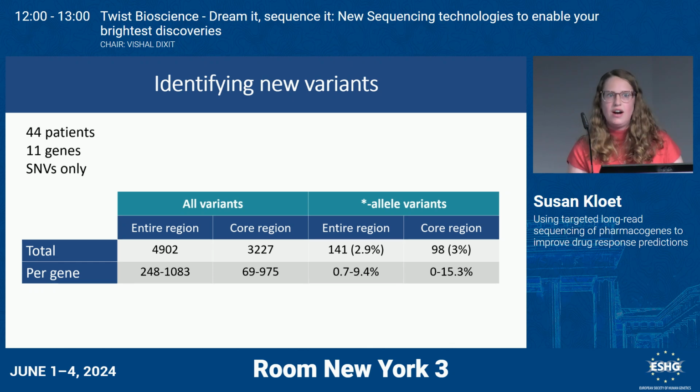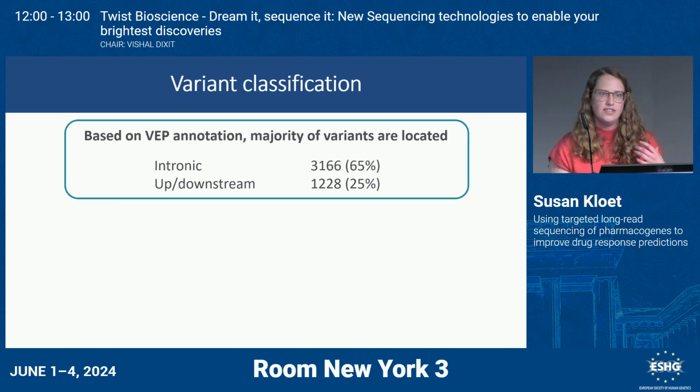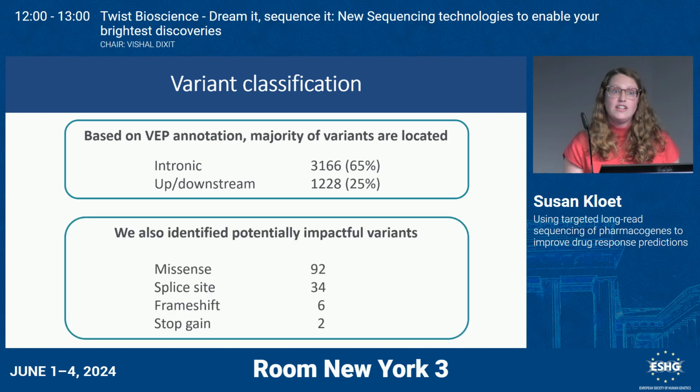Now, to be fair, we are looking very broadly at the genes in this panel. Based on the variant effect prediction annotation, the majority of the variants that we identified are located intronic or up and downstream of the transcription start or end site, respectively. However, we also identified many potentially impactful variants based on the VEP classification. So we see 92 missense mutations, 34 splice site mutations, 6 frameshift, and 2 stop gain mutations.